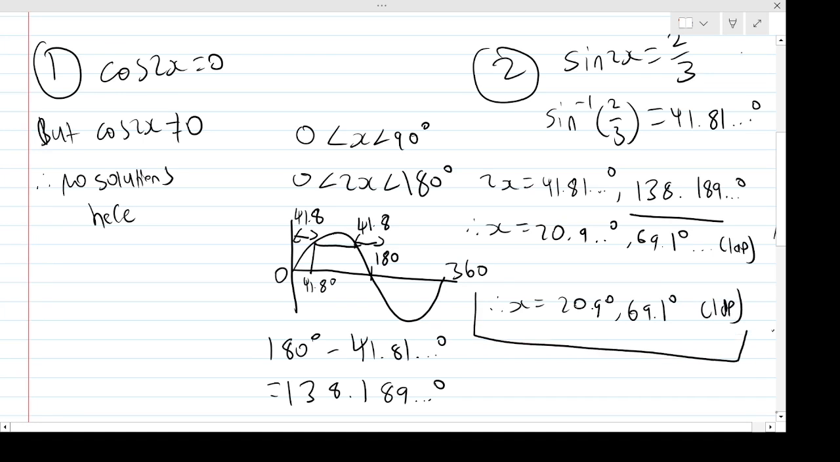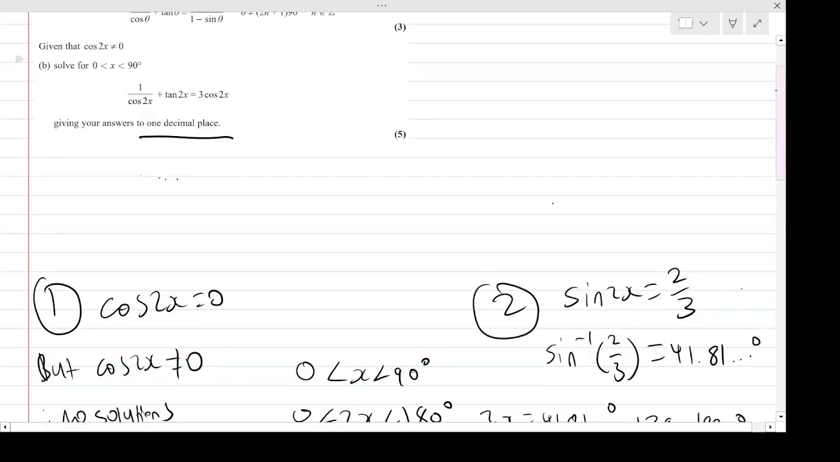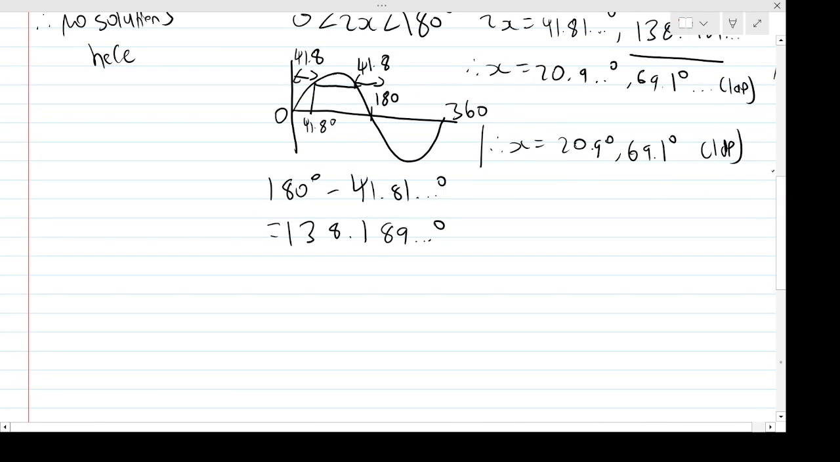And there we are, so that's my solution. And yes, the question did say to one decimal place. So that is my two values of x to that equation.